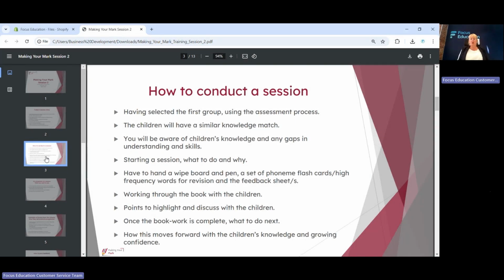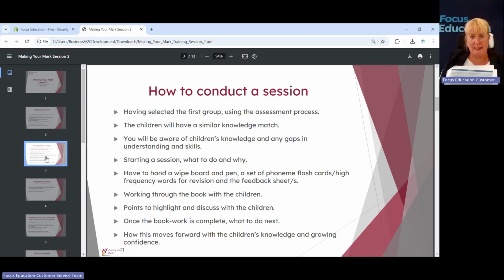Now, last week we talked about how to select your first group and what the assessment process looked like. In your information pack that you can download, you get your pre-scheme assessment information and an example of the grid. Again, it's about knowing what the children can auditorily hear, do they recognise what sound this is, what sound does it make, and having a look at what their initial letter formation looks like.